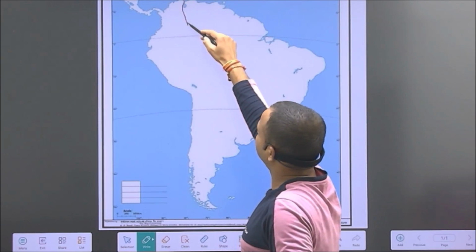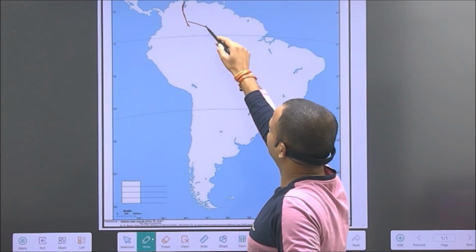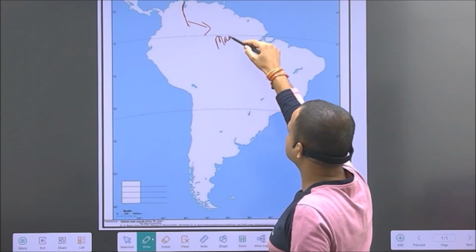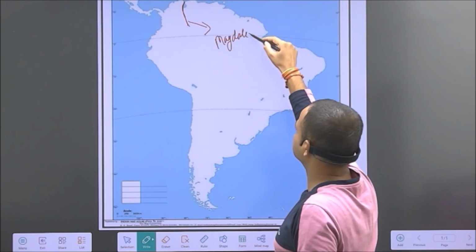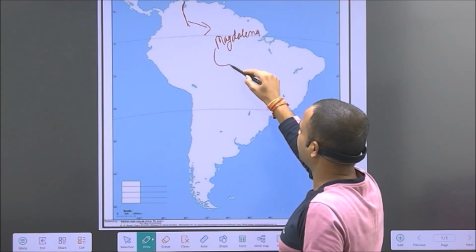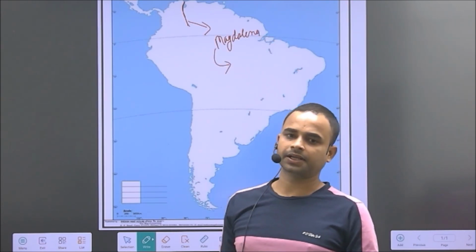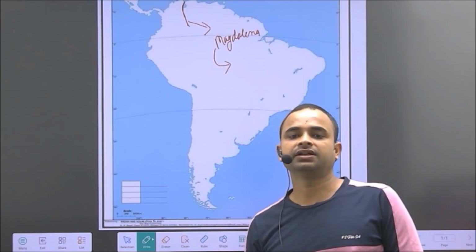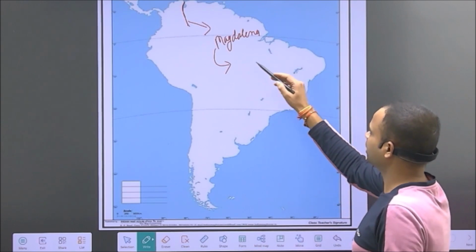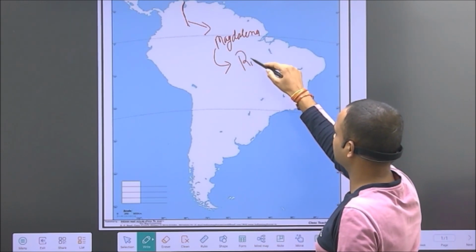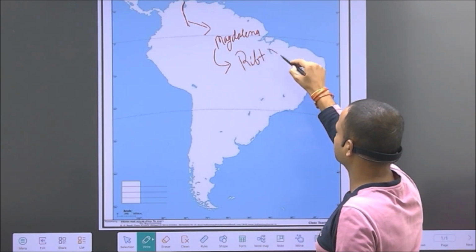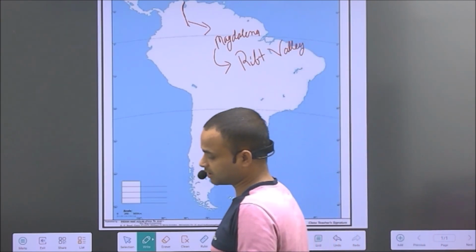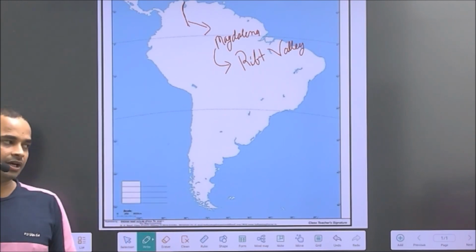Here one river you can see, the river Magdalena. Magdalena flows into a Rift Valley, and it is also important for oil reserves. So one question arises: what do you mean by Rift Valley?